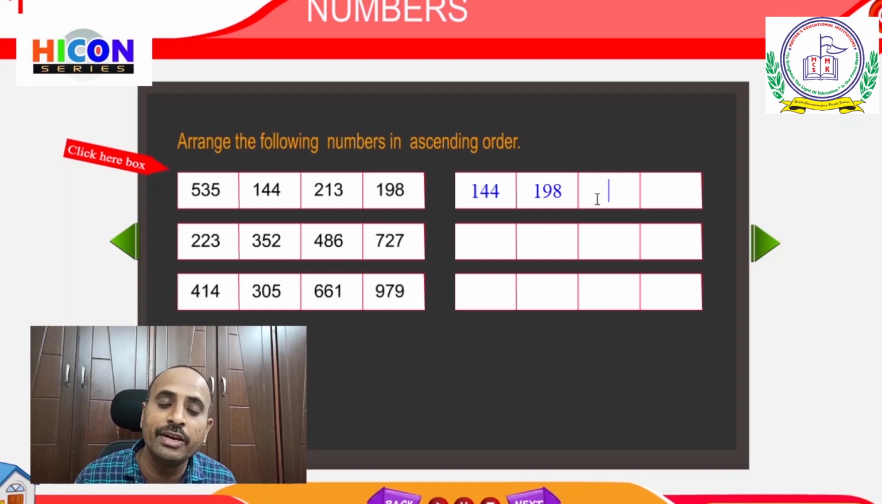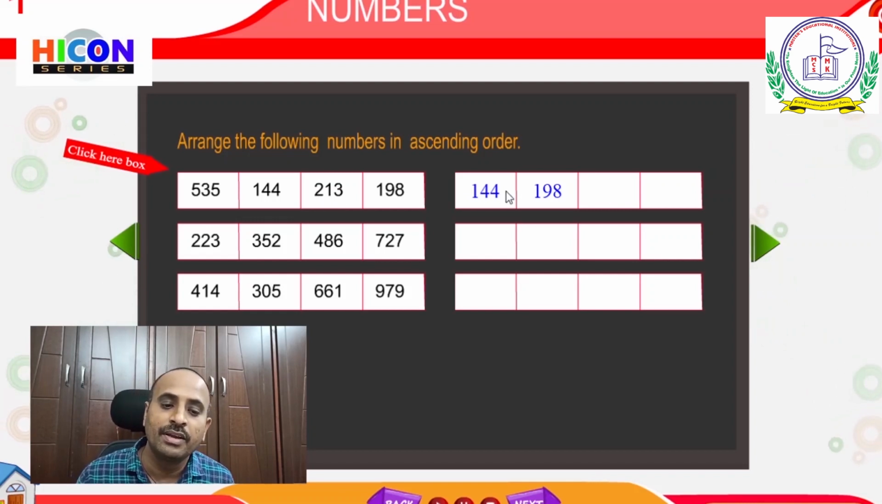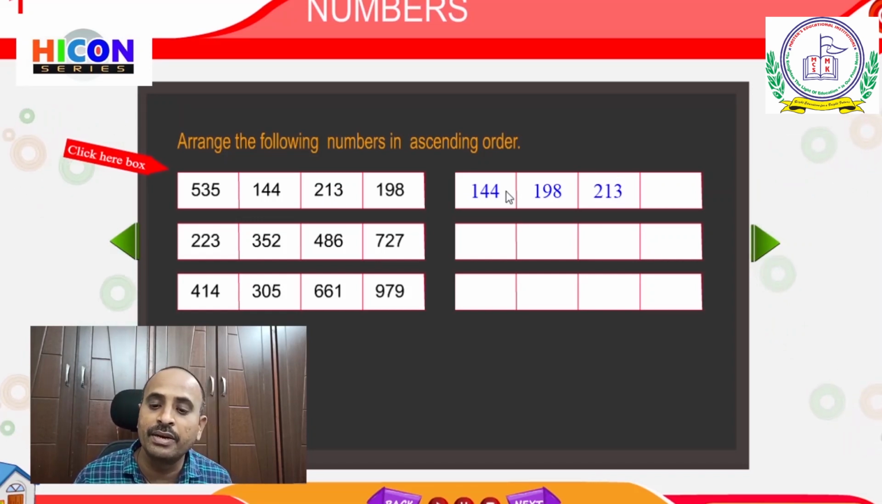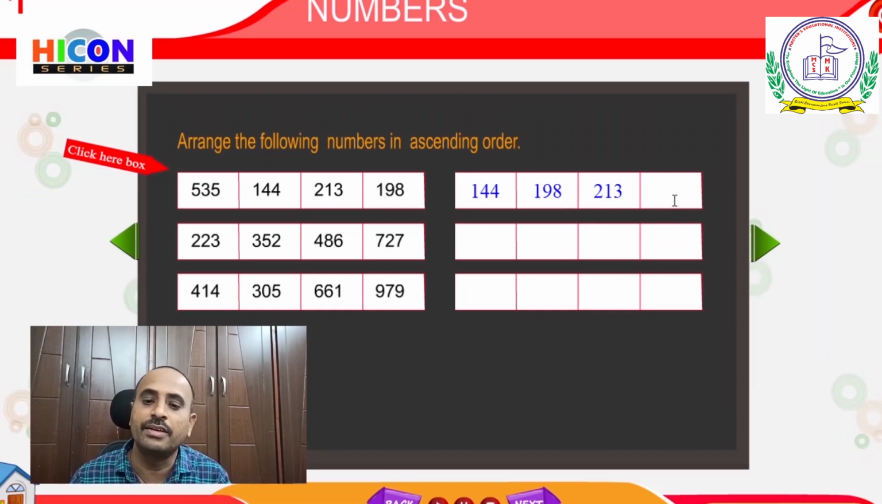So what are the remaining 2 numbers? 535, 213. So among these 2 numbers, which one is smaller? So let us compare the first digit. Here the first digit is 5. Here the first digit is 2. So which one is smaller? 2 is smaller. So 213 is the smallest number. And the remaining number will be written last. The remaining number is 535.